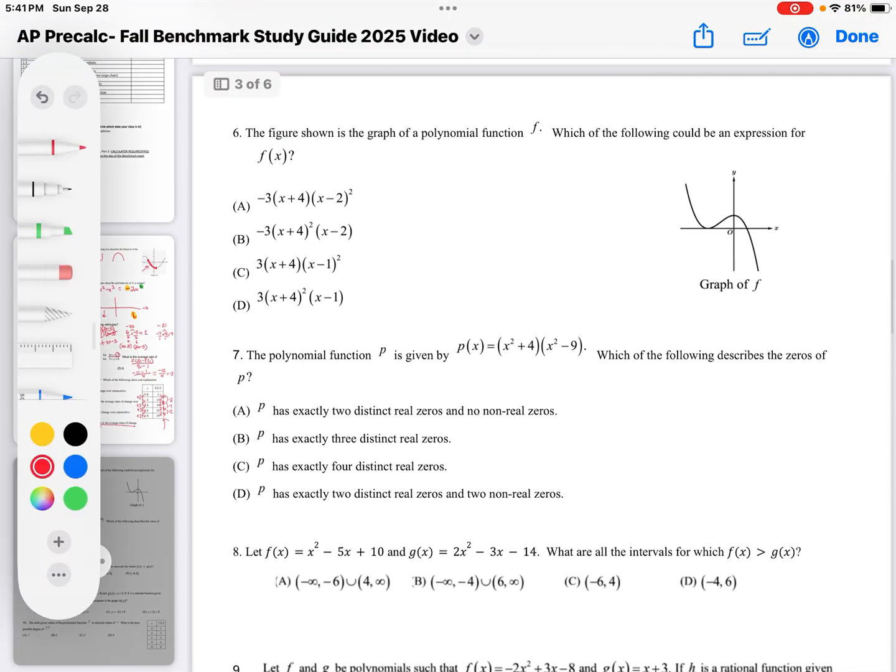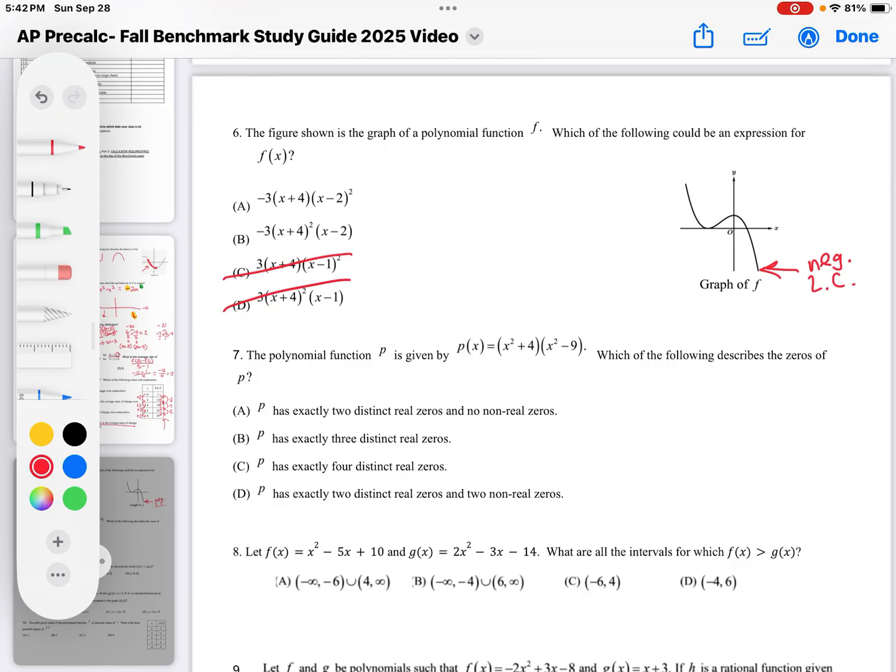Okay, next one here, we are given a graph of a function, and we're supposed to figure out which of these options it'll be. To do this, I'm going to first look at the far right side of my graph, and I see it points downward. That means I must have a negative leading coefficient. So looking at my answer choices, C and D are now eliminated.